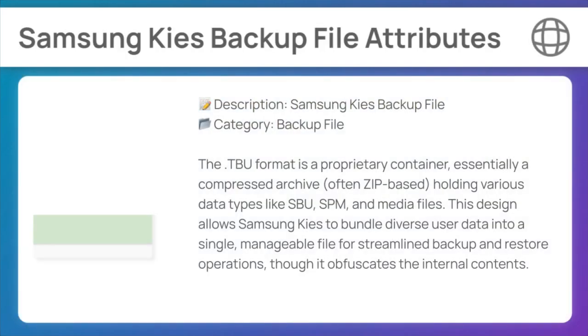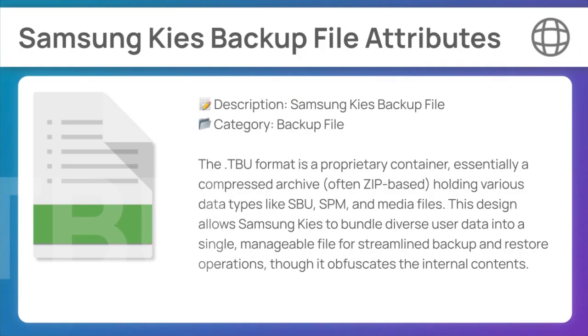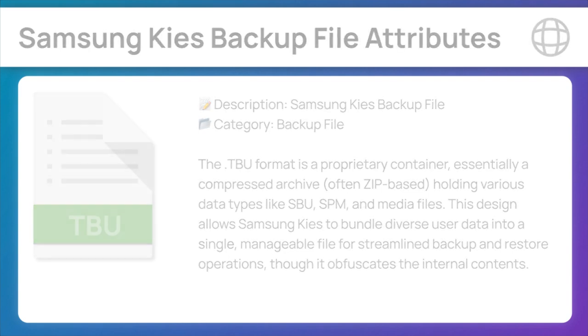The TBU format is a proprietary container, essentially a compressed archive, often zip-based, holding various data types like SBU, SPM, and media files. This design allows Samsung Kies to bundle diverse user data into a single manageable file for streamlined backup and restore operations, though it obfuscates the internal contents.